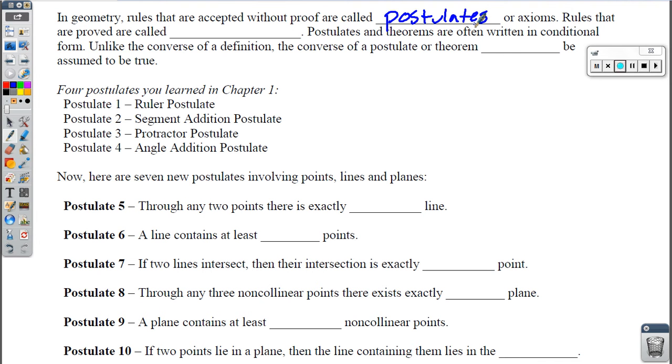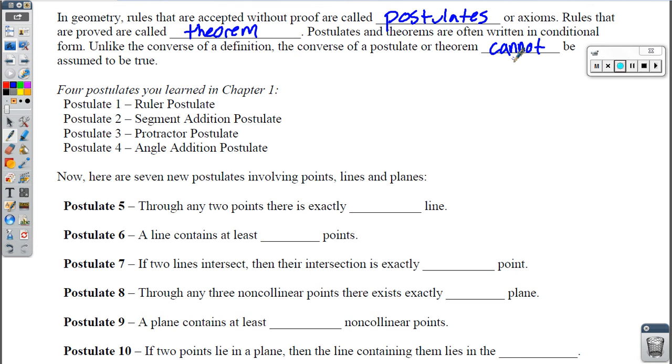Once you have postulates, you can then prove things based on those postulates, and those things that are proven we call theorems. So a theorem is something that is proven based on postulates. It's something you know is true based on those postulates. Postulates and theorems are often written in conditional forms. However, unlike definitions in the last lesson, the converse of a postulate is not necessarily going to be true. Sometimes it will be, but you can't just assume it's going to be true like you can with a definition.